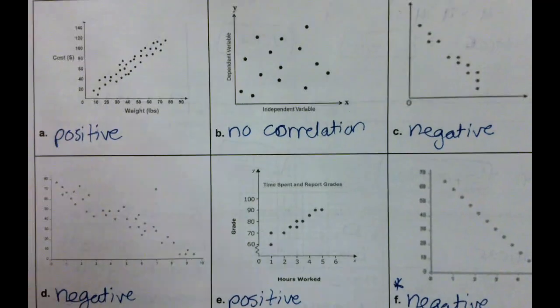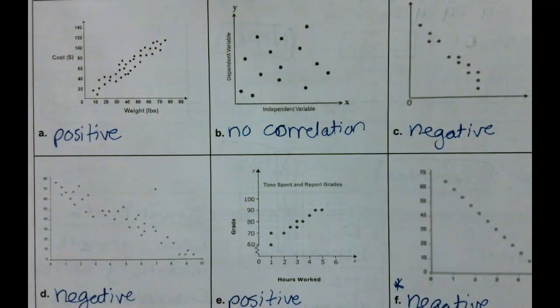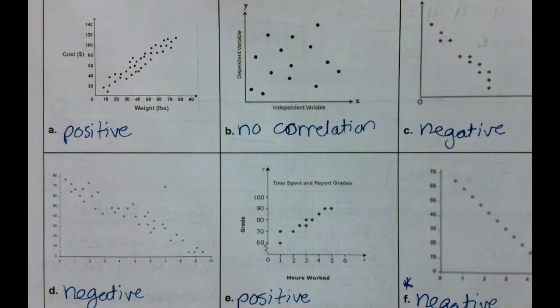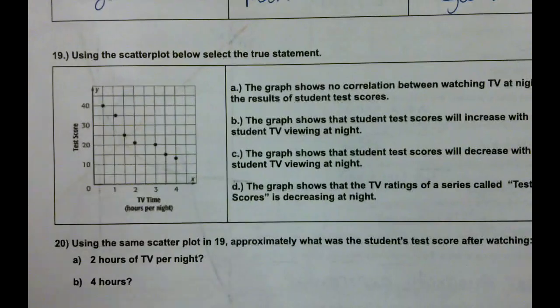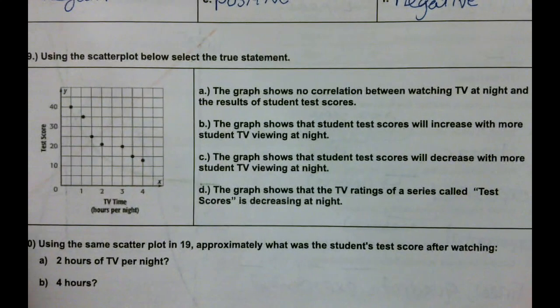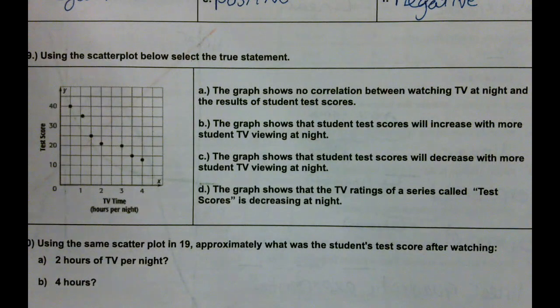The others, besides the no correlation, the other four, all look to have a very similar, I wouldn't say it's strong or weak, it's kind of in the middle type of correlation, and then this one's very strong here. All right, number 19. Using the scatter plot below, select the true statement. So first, just look at your graph and just kind of gather what's going on here. On the x-axis, we have TV time, hours per night.